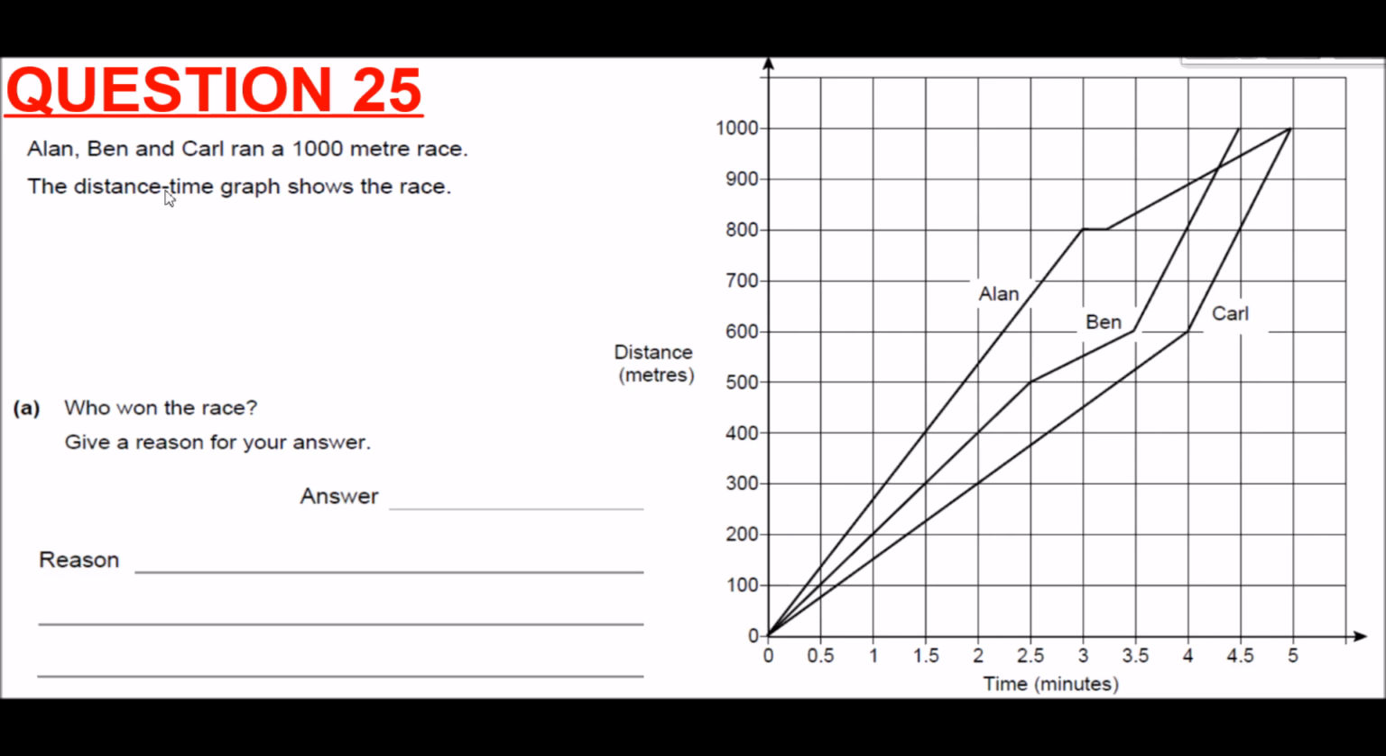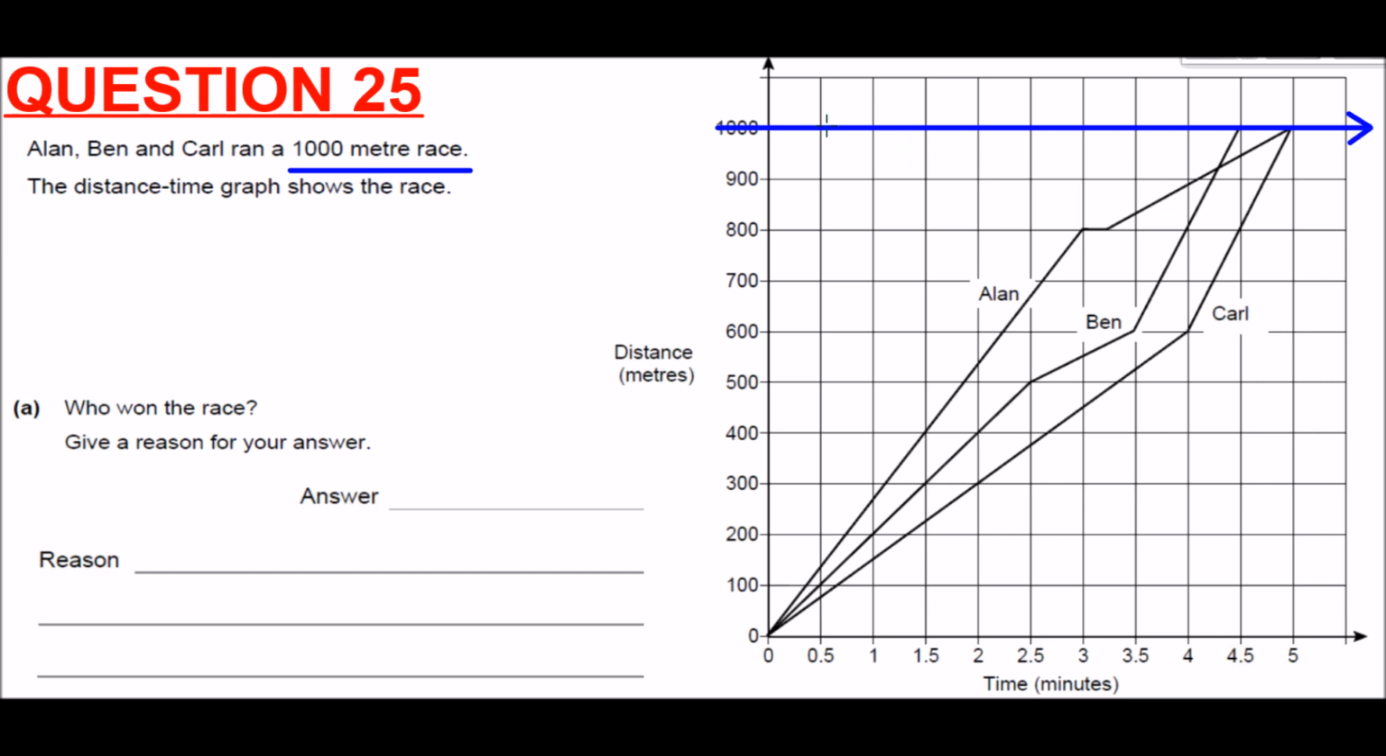Question 25. We have a distance time graph. Alan, Ben and Carl ran a 1,000 metre race, and there's a distance time graph showing the race itself. The key thing to remember here is that the race was 1,000 metres, and so when we get to 1,000 metres, that means the race is over. So I'm just going to draw a line across 1,000 metres. Now time is flowing in the direction left to right. If we look here, 0, half a minute, 1 minute, and so time is going in this direction.